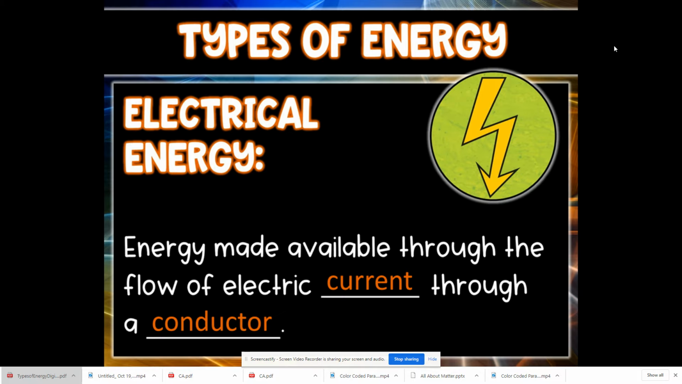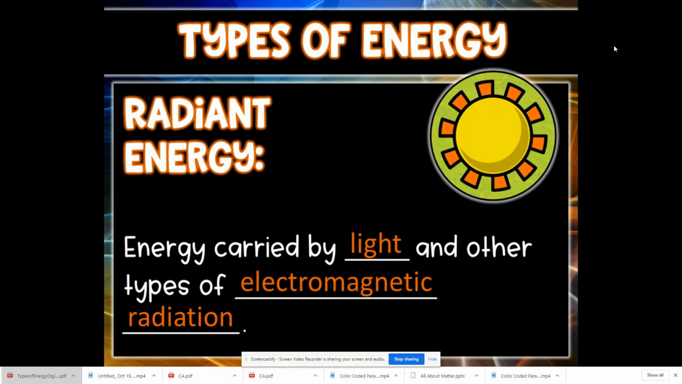Electric energy would be the electrical currents that we have: the flow of electric current through a conductor. So that is electrical energy. Radiant energy is another word for light energy. Light energy is carried by light and other types of electromagnetic radiation, like a light bulb.